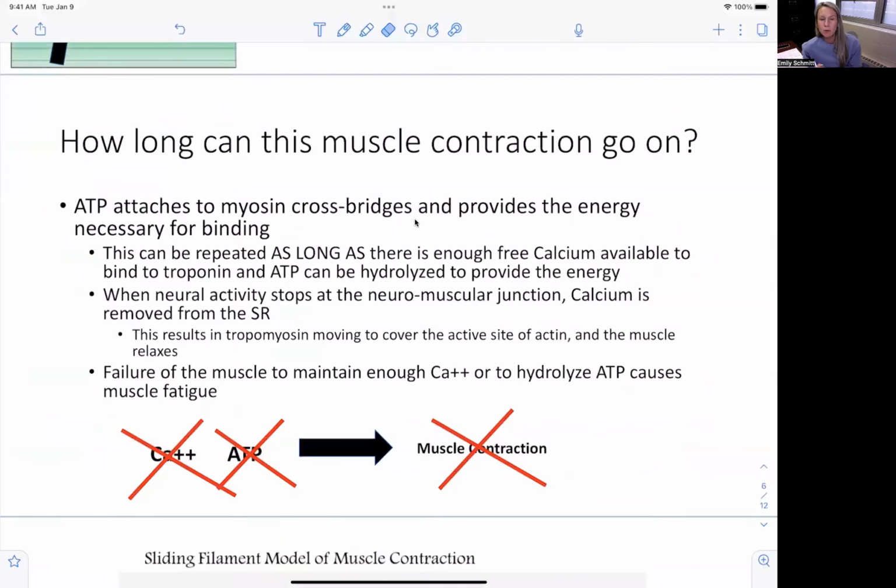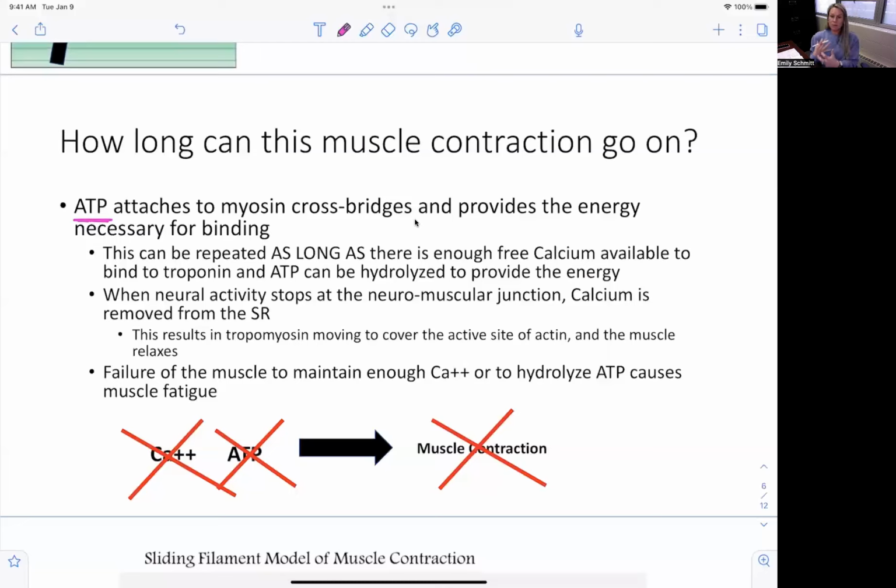Now, this is a really important concept to understand. How long can this muscle contraction go on? We know that ATP attaches to the myosin cross bridges and provides the energy necessary for binding.